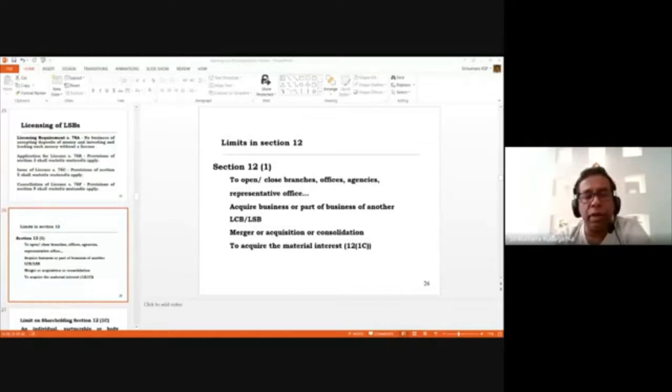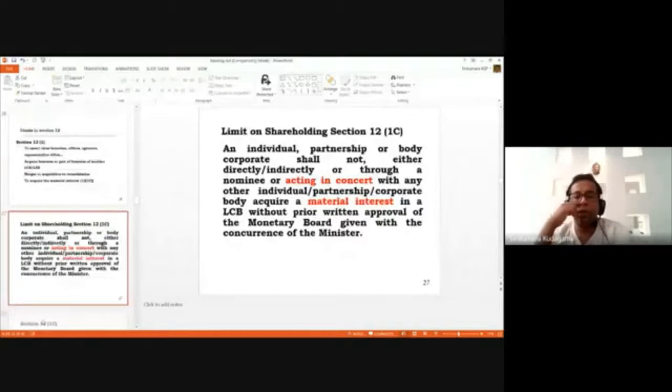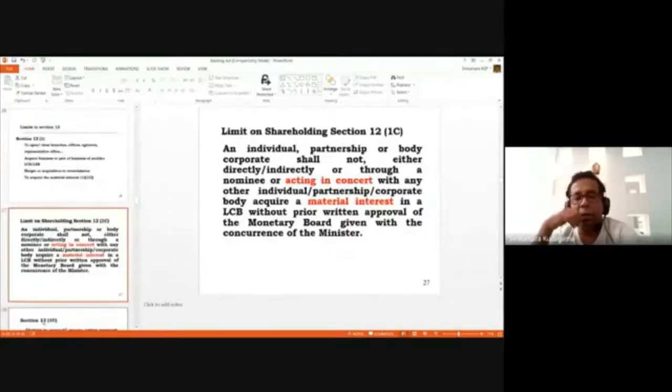Also, acquisition of business, mergers and acquisitions, and consolidation of institutions, all these are there. And also to acquire a material interest in a commercial bank, for that purpose again, you need the central bank's permission, the Monetary Board's permission.